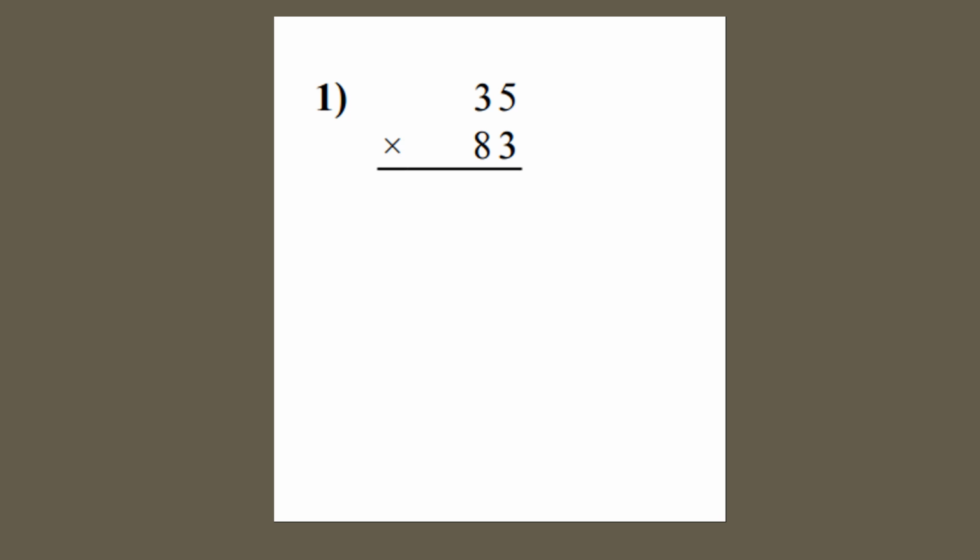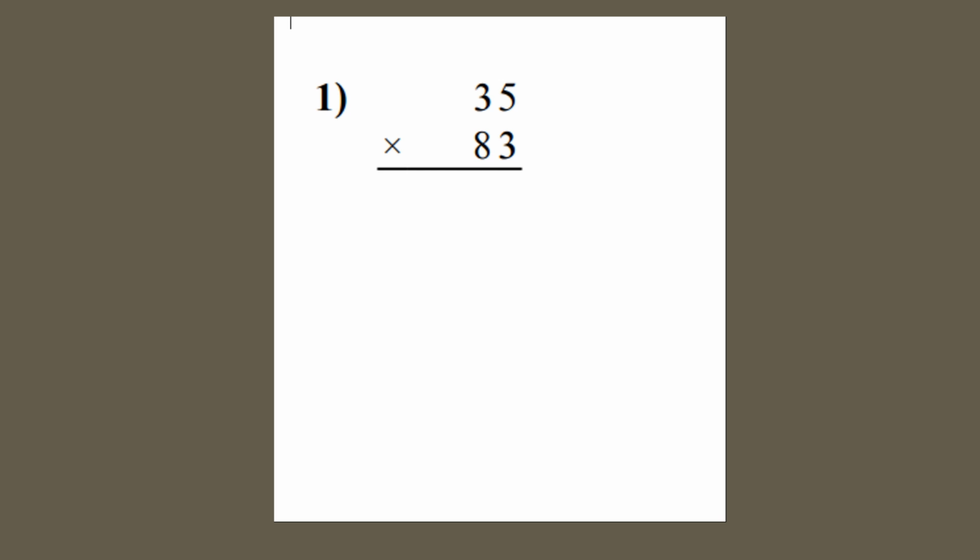Today we're going to practice multiplying 2-digit by 2-digit numbers using the standard algorithm, or the multiplication algorithm. We're still going to find two partial products, but we'll be doing our cross multiplication and using what we all know as placeholders. So we have 35 times 83.